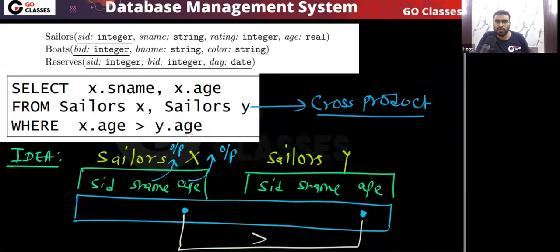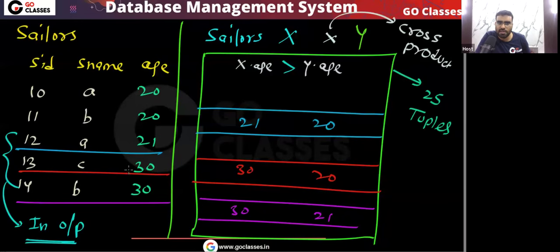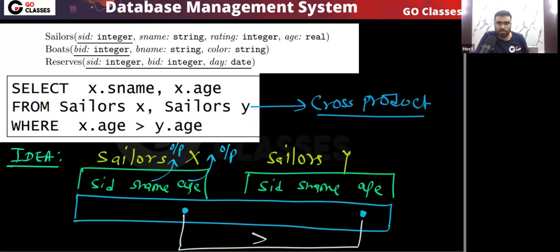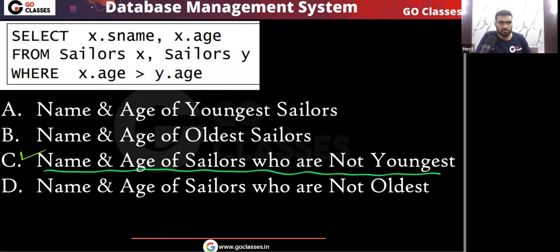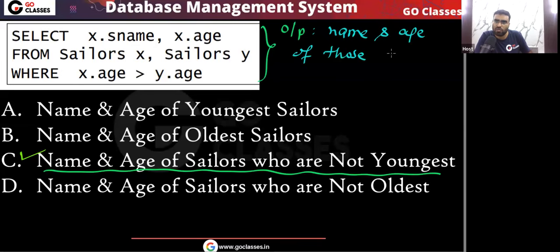Is this clear? Let me know. So finally, I hope you understood the answer. So remember, for this query on your screen, actually what will the output be? See, the output is name and age of those sellers who are older than at least one person. Yes or no? Can I say who are older? Because of this condition?